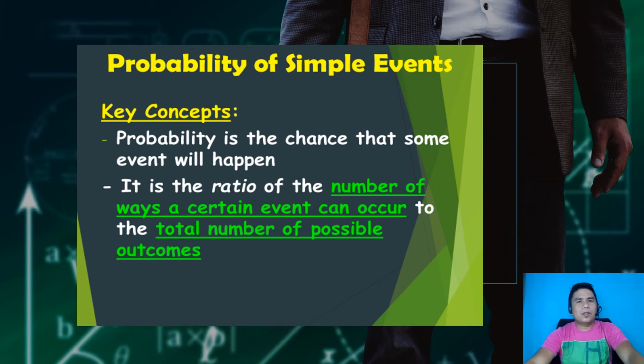So the key concepts here are the following: probability is the chance that some event will happen, and it is the ratio of the number of ways a certain event can occur to the total number of possible outcomes, as you can see in your way of solving it.